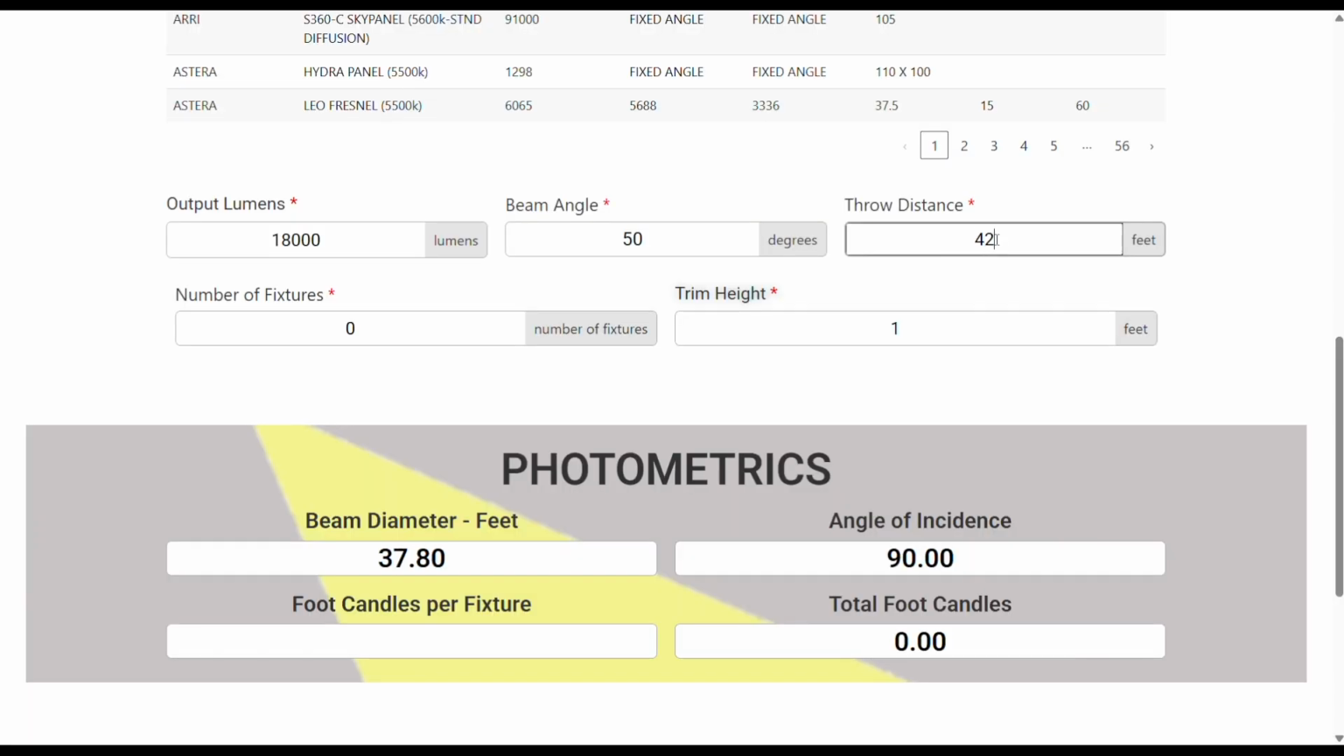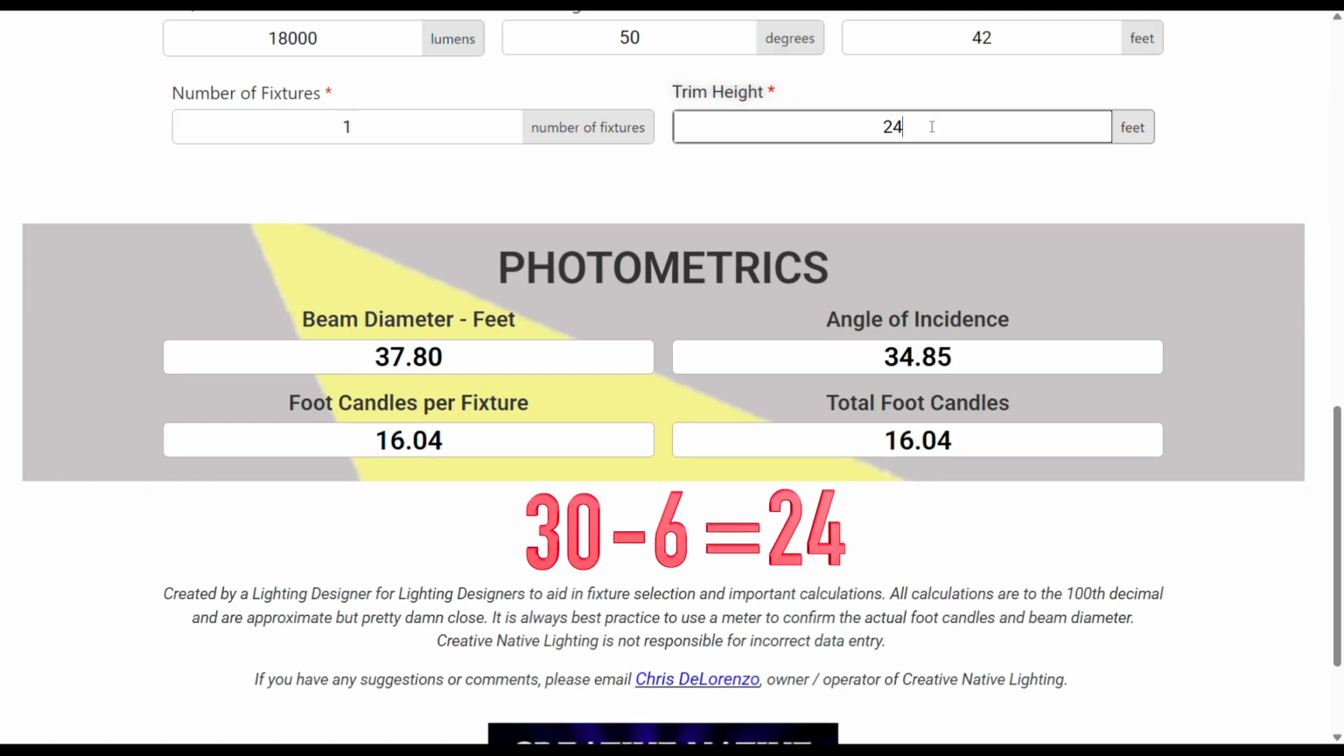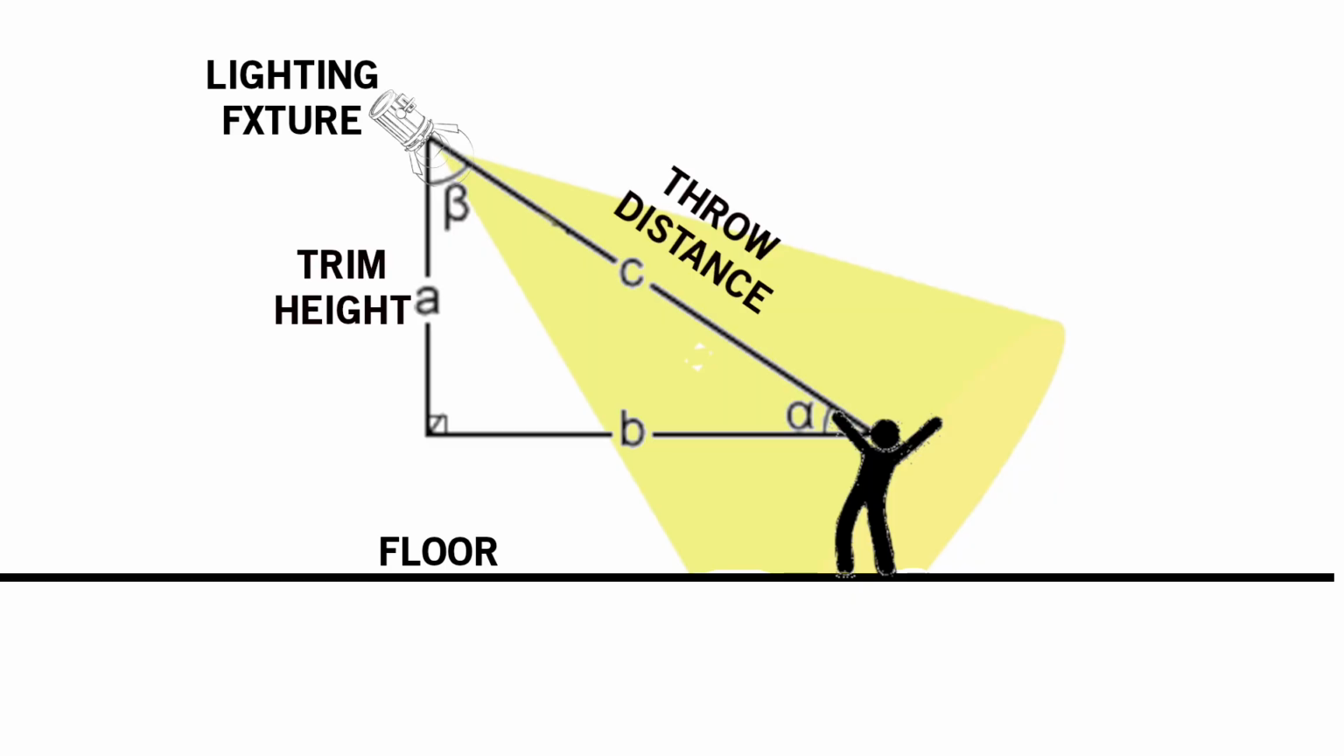Let's look at an example and assume our talent is being lighted from a floor with no stage. We will use a trim height of 30 feet and a throw distance of 42 feet. Our talent is 6 feet tall. We take our trim height and subtract the talent's height, which would be 30 minus 6, which would give us 24. So our trim height is 24 feet. You will see the angle of incidence is 34.85 degrees. I'm not here to say if that is good or not good for your application. If you know your angles and you know what you are shooting for, this makes it easy.